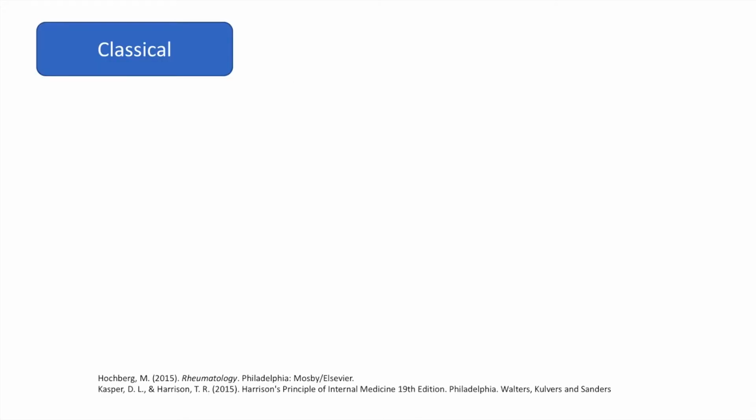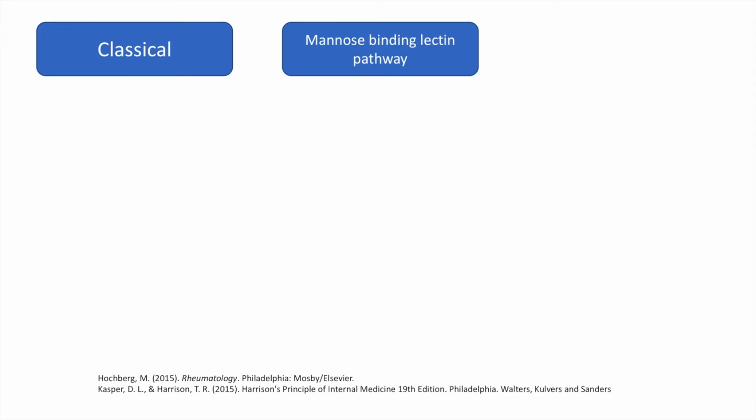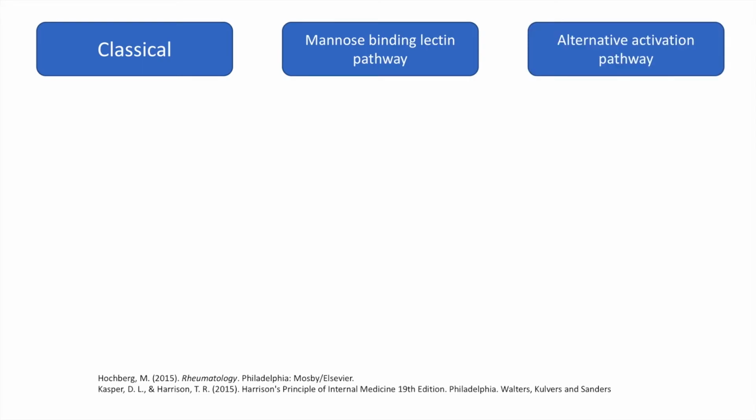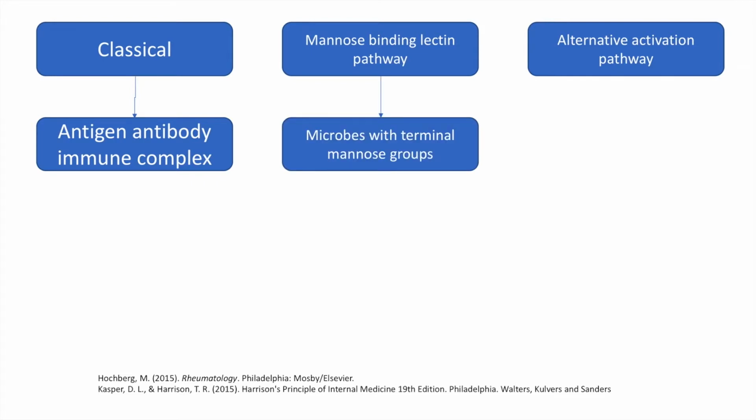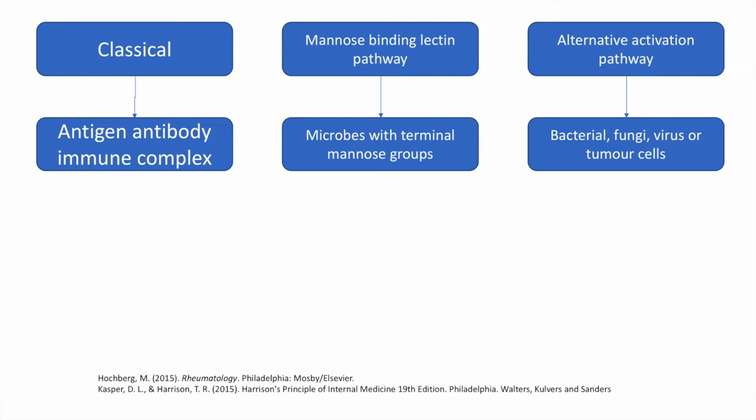The complement system can be classical, mannose binding lectin, or alternative activation. The classical pathway occurs due to antigen-antibody immune complex. The MBL pathway occurs because of microbes with terminal mannose groups. And the alternative activation pathway, which is constitutionally always active in our body, occurs because of bacteria, fungi, viruses, or tumor cells.